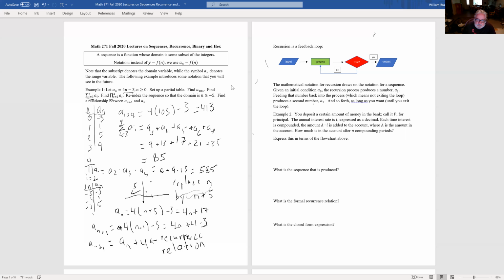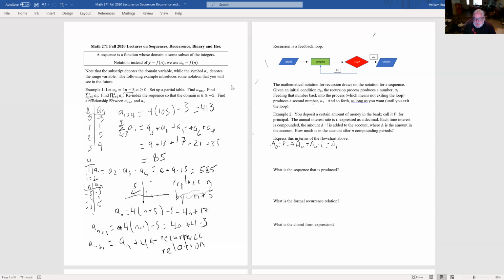So what do we have? A0 equals your principal P. That's our input. And it goes into the process. And what's the process? You take your input, that's A0, and you calculate the interest, which is A0 times I, and that gives you a new amount, which is A1. Right? So that's the process that we're doing.